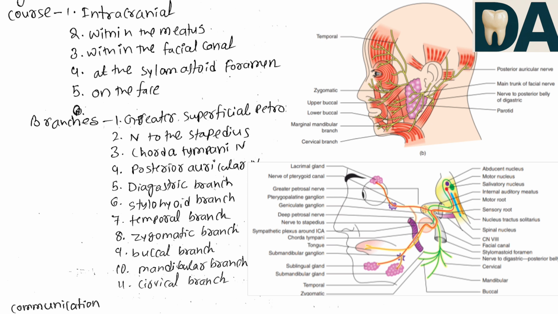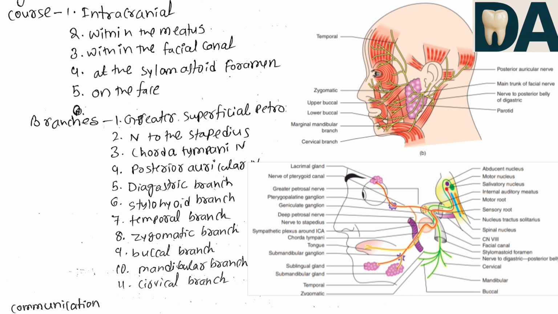Later, it branches out as auricular and occipital branch. The auricular branch provides motor innervation to the posterior auricular and intrinsic muscles of the ear, while the occipital branch runs posteriorly to supply the occipitalis muscle.